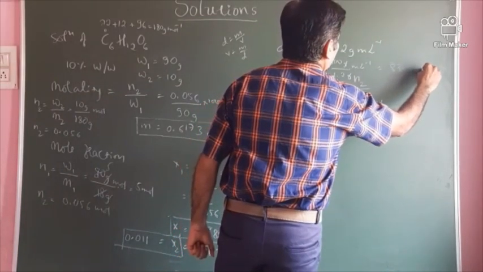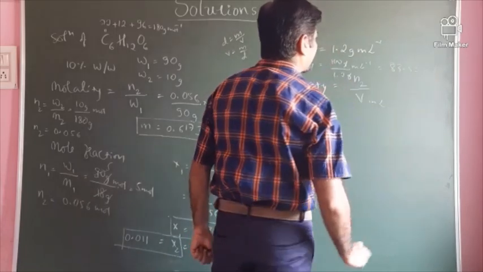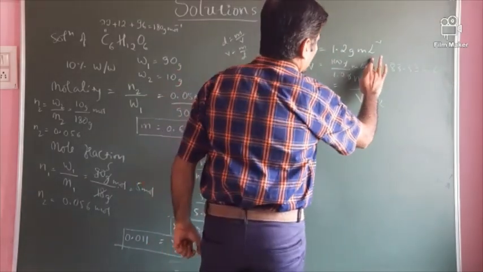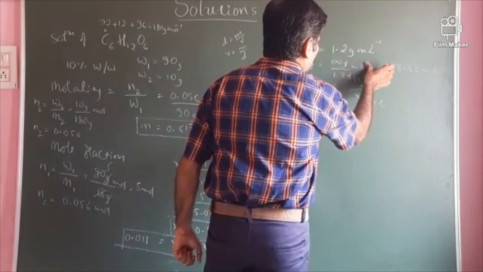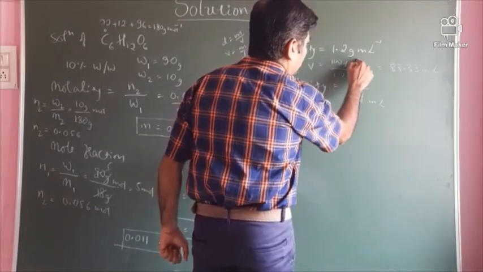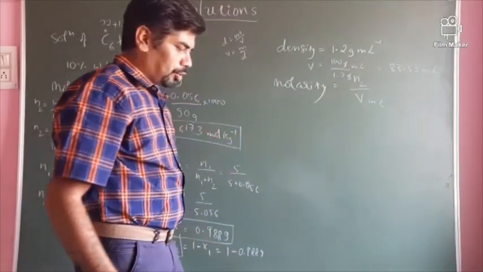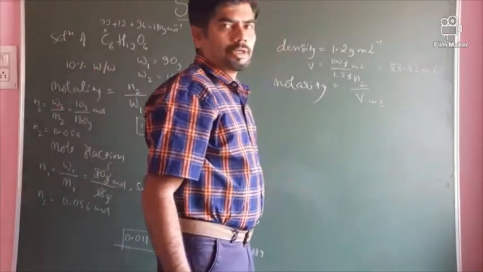83.33 milliliters. Sorry, here it is 1.2 grams per milliliter. So it goes to the numerator. Now this is 83.33 milliliters.